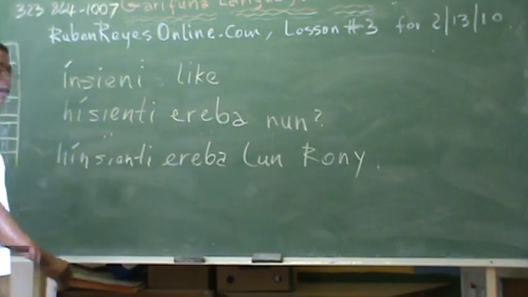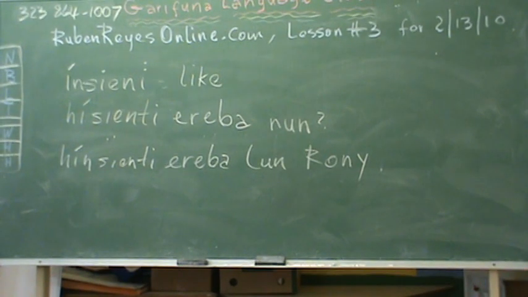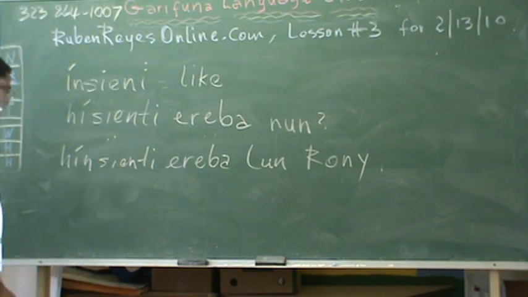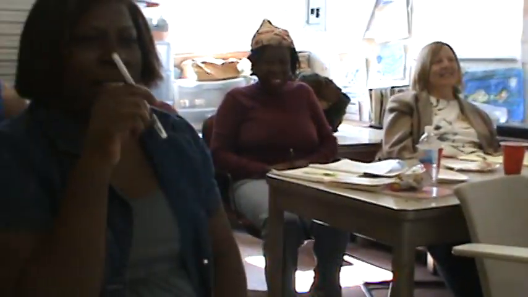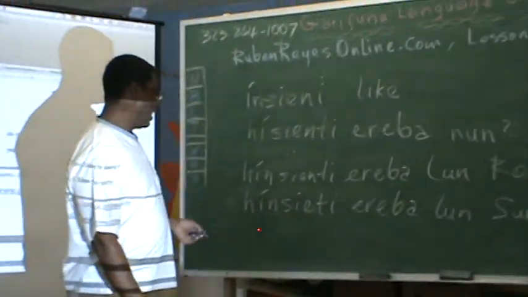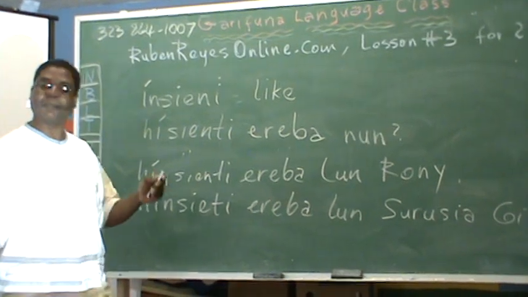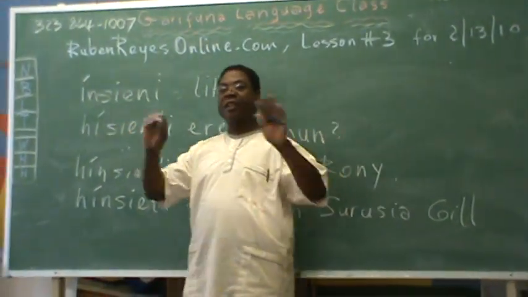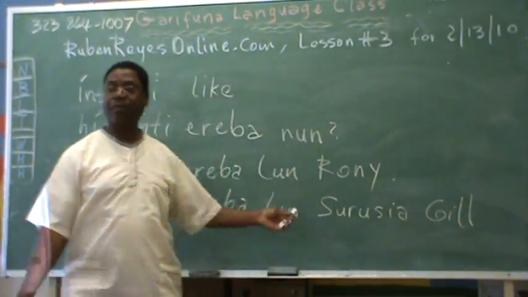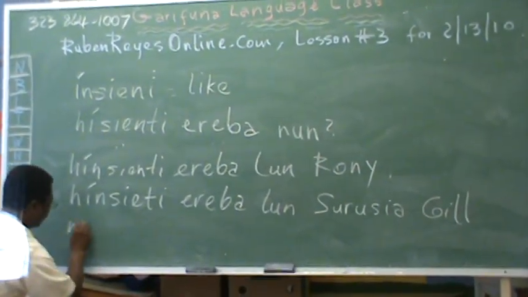Now you already have a sentence, right? Good. And Dr. Gill likes the cassava, the cassava bread. That's going to be for Nikki. Hisienti, ereba, lum, Sulusia Gill. Gill, one L, right? Two L's. Okay. Hisienti, ereba, lum, Sulusia Gill.